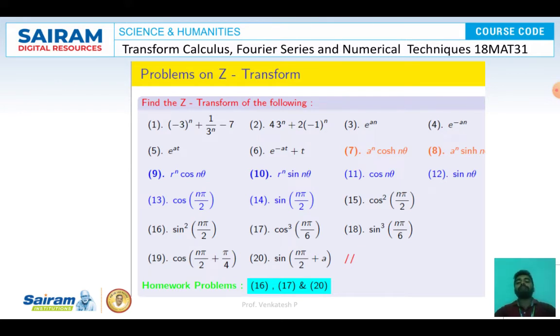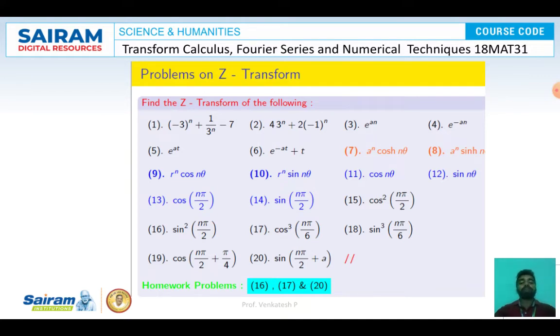Ninth one is r^n cos(nθ). 10th one is r^n sin(nθ). 11th problem is cos(nθ). 12th one is sin(nθ). 13th is cos(nπ/2). 14th is sin(nπ/2). 15th is cos²(nπ/2), and sin²(nπ/2).